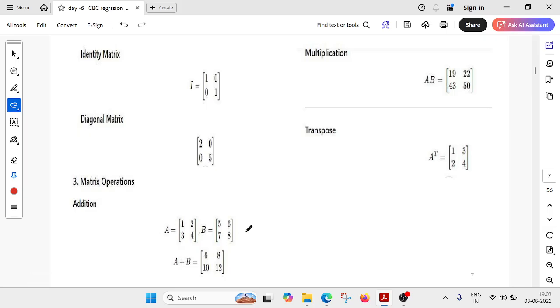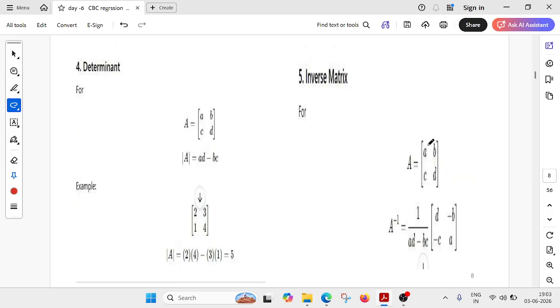Next, matrix operations. If we consider a 2 by 2 matrix, just to recall everything, A plus B will come like this, multiplication AB like this, and the transpose like this. I hope you are using the calculator for all these operations and getting them right. The determinant we also found using the calculator, but for a simple 2 by 2 it is AD minus BC. Here, 2 into 4 minus 3 into 1, the subtraction of these two gives 5.